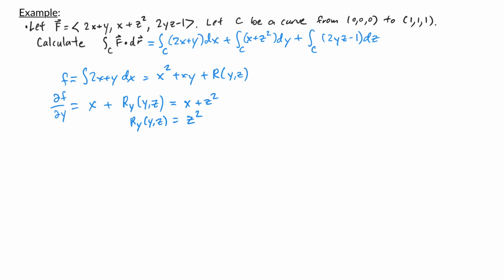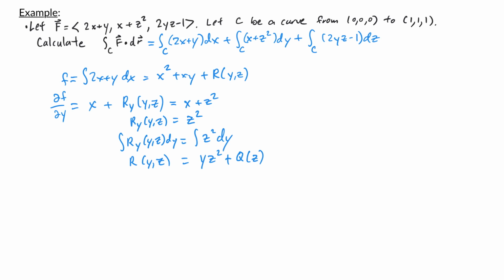I'm going to take this equation and integrate with respect to y on both sides to get the integral of r_y of yz dy equals the integral of z squared dy. On the left it gives me r of yz, and on the right we get yz squared plus some constant. This constant I'm going to call q, but because r is a function of y and z and I'm integrating with respect to y, I'm treating z as a constant.